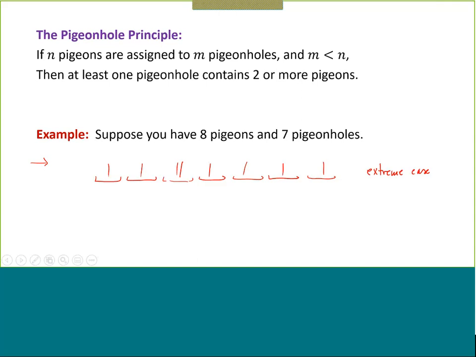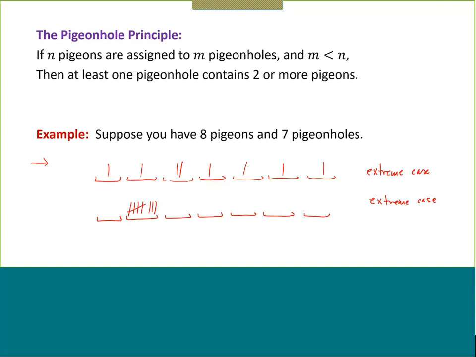Now, there's another extreme case, and it's the opposite version. So this is the other extreme case. Anybody have a guess what the other extreme case is while I'm putting in these 7 pigeonholes? Yep, so that's the other extreme case. Maybe all 8 of your pigeons, for whatever reason, go in and all try to get into that one pigeonhole.